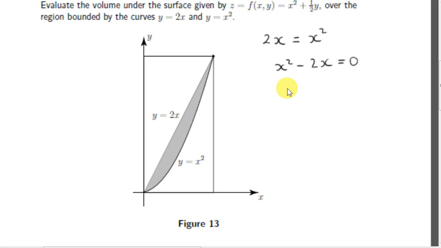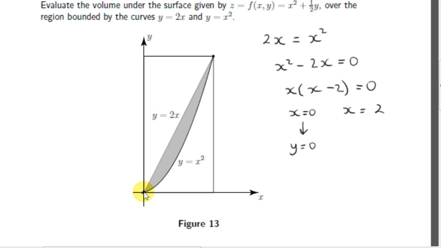Well, this is a quadratic equation, so we can factorize it like this. The product is 0, so we put each factor in turn equal to 0: x equals 0. If we put the other factor equal to 0, x minus 2 equals 0 gives x equals 2. So at x equals 0, we have a point of intersection. And if we plug 0 into one of these, we get y equals 2 times 0, which is 0. So when x is 0, y is 0.